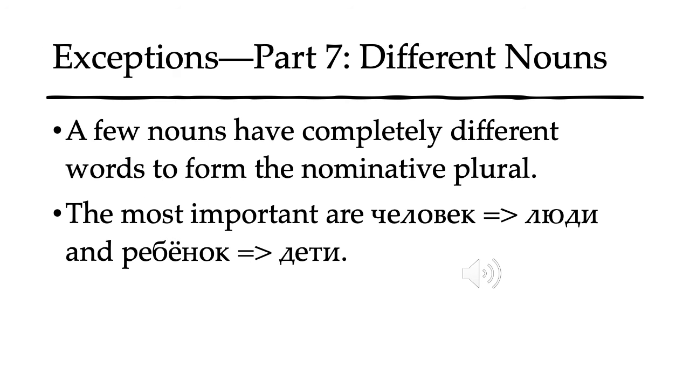And finally, although this does not exhaust all the possibilities for irregular or exceptional nouns in the nominative plural, I feel like we need to wrap it up. So finally, let's look at a couple of nouns that have completely different words in the plural. The most important of these are человек, a human being or a person, which becomes люди in the nominative plural. And then, as I already mentioned, ребенок, baby or child, becomes дети if you mean babies or children in the nominative plural.